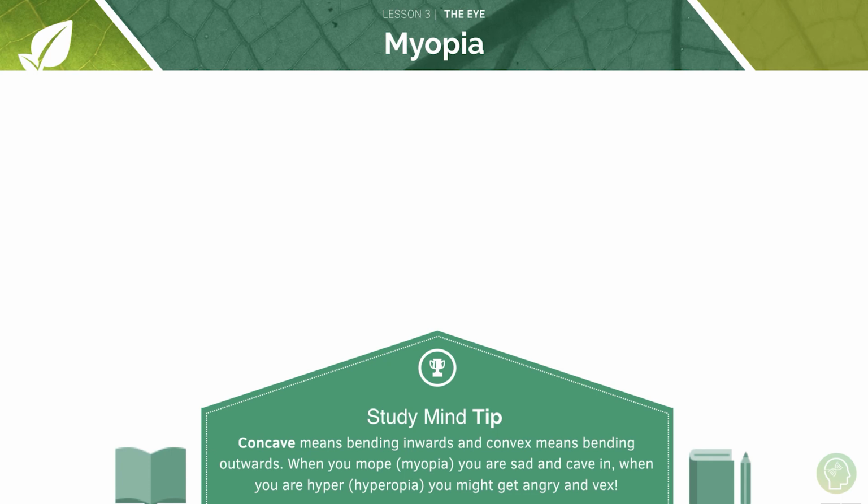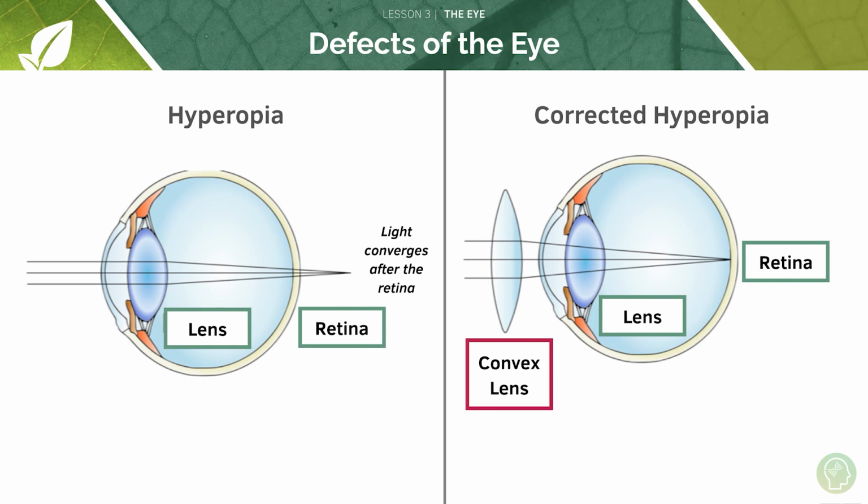So concave, myopia caving in. Whereas when you are hyperopic, you are hyper and you might get angry and vex. So for hyperopia, we're correcting with a convex lens, but with myopia, we're correcting with a concave lens. So let's just take a look at hyperopia here.